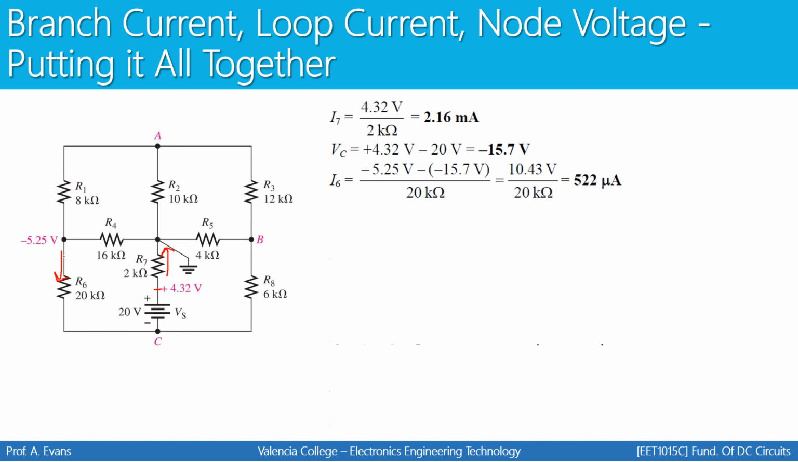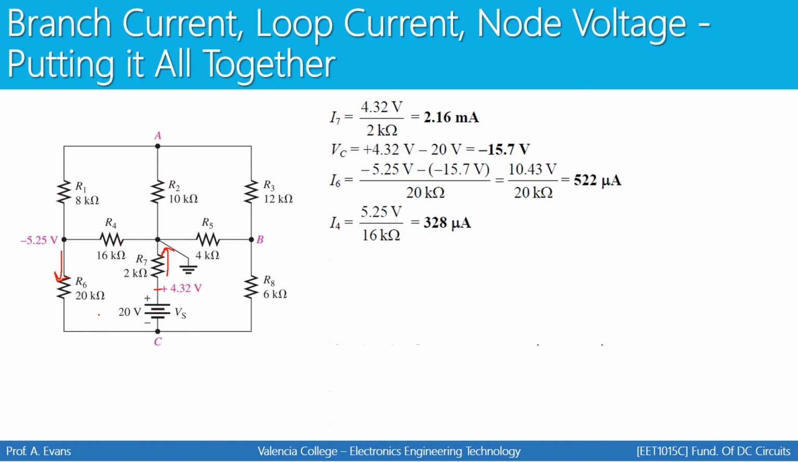If we assume that current flows down through R6, we could say that this current is equal to the voltage drop, which would be negative 5.25 volts at this node, minus the negative 15.7 volts we just calculated at node C. That's the voltage drop from this point to this point, divided by the resistance along the path, will give you a current. So we can find the current for I6 by using a node voltage style application of writing a current in terms of a voltage drop divided by a resistance along a path.